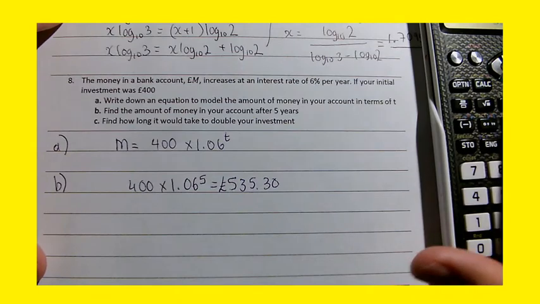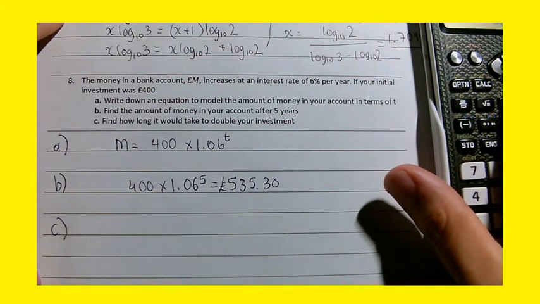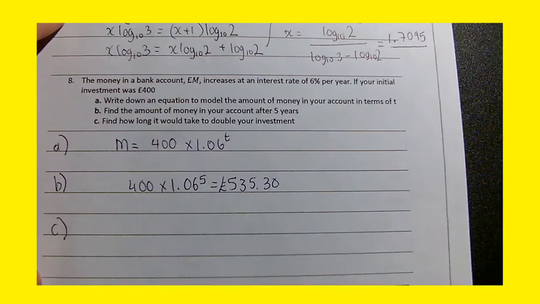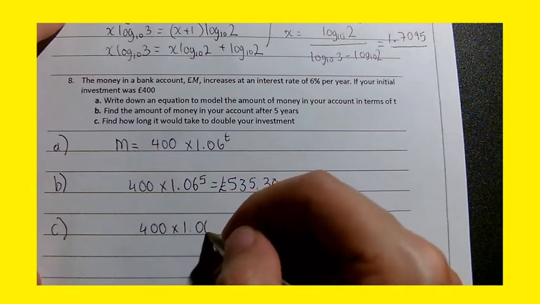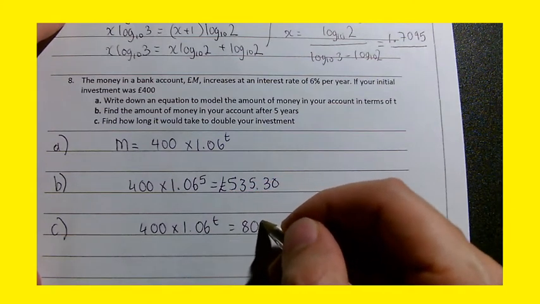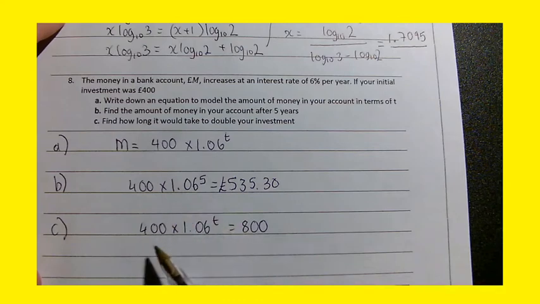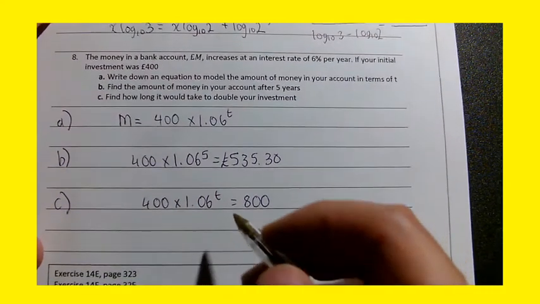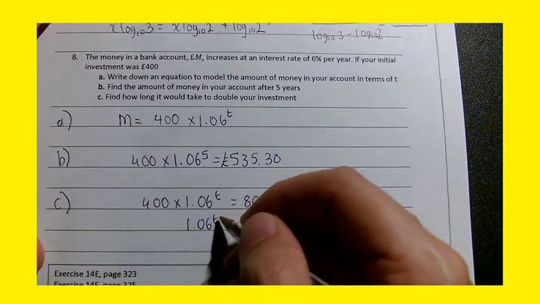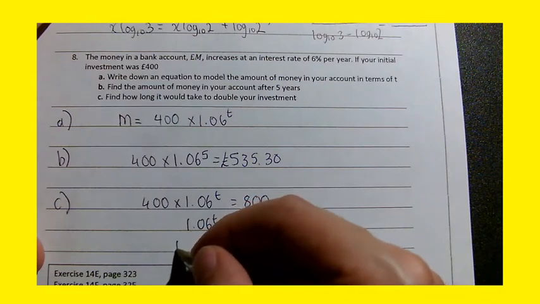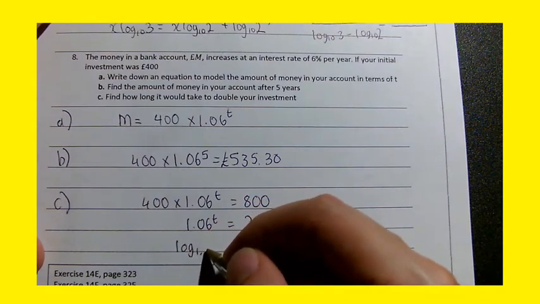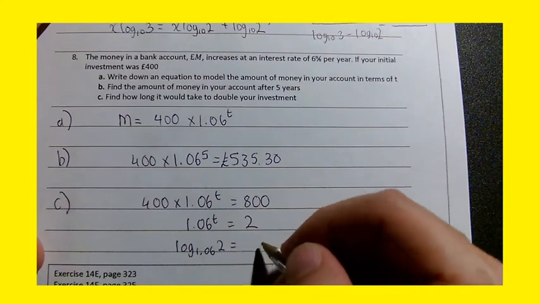And part C, find how long it will take to double your investment. So if you invested £400, then double of that investment will be £800. So essentially they want the value of t which makes this equal to 800. So let's divide both sides by 400. I've got 1.06 to the power of t equals 2. Hold on, that's an exponential. So if that's exponential form, I can write that in log form: log base 1.06 of 2 equals t.